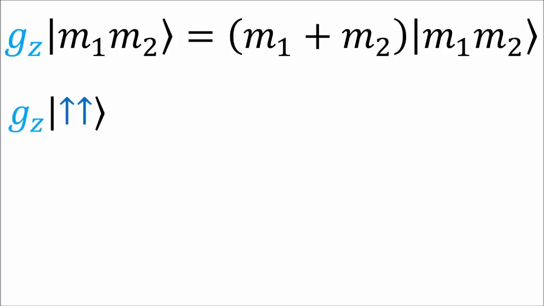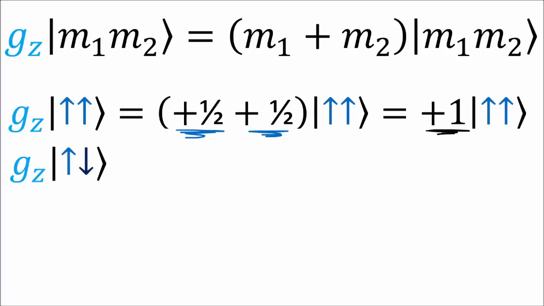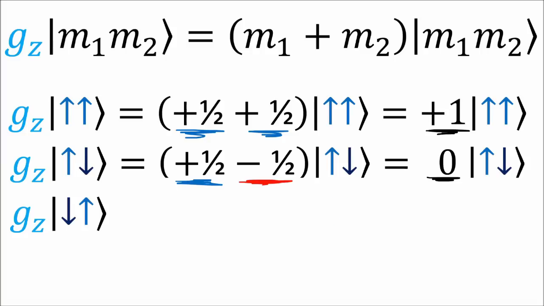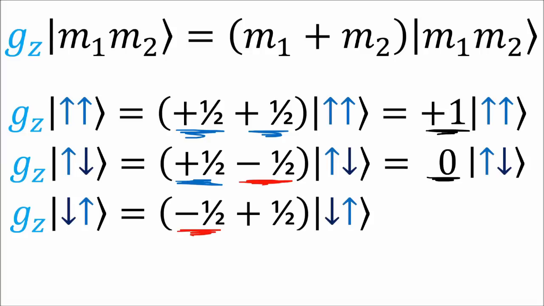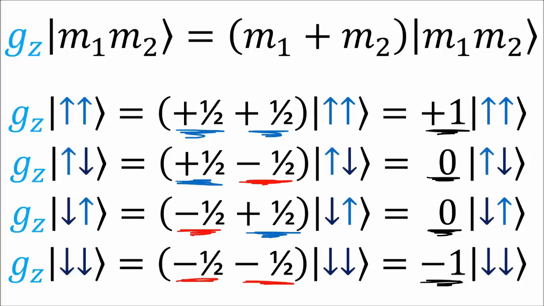We already know that the eigenvalue of the up-up state gives 1/2 plus 1/2 equals 1. The up-down state will have an eigenvalue of 1/2 minus 1/2 equals 0. The down-up state will have an eigenvalue of minus 1/2 plus 1/2 equals 0. And the down-down state will have an eigenvalue of minus 1/2 minus 1/2 equals minus 1. If this isn't obvious, I'd encourage you to pause the video and try the calculations manually yourself.